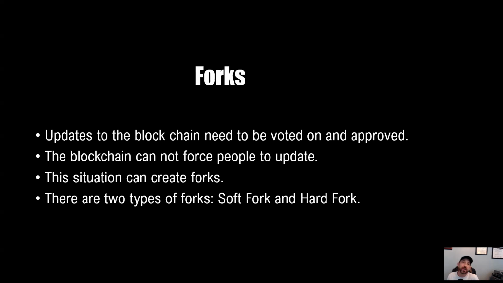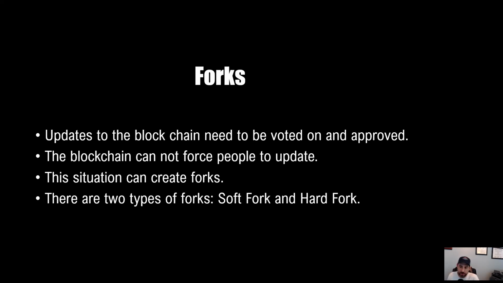Now, governance can lead to forks. And I think we've all heard about forks in blockchains before. Basically, it's an update to the chain that needs to be voted on and approved. That's what a fork is. Now, the blockchain can't force anybody to update, right? So the governance decided there's an update to happen, and some agree with it and some don't agree with it, right? That situation then creates a fork.